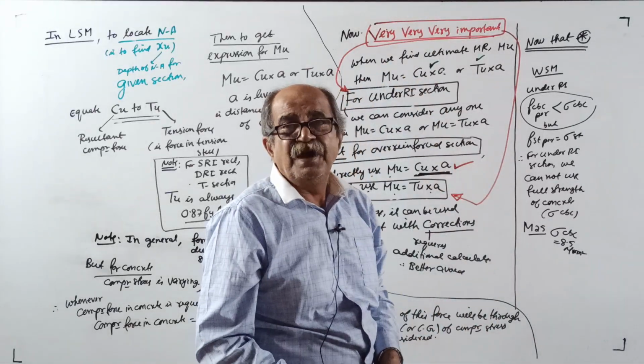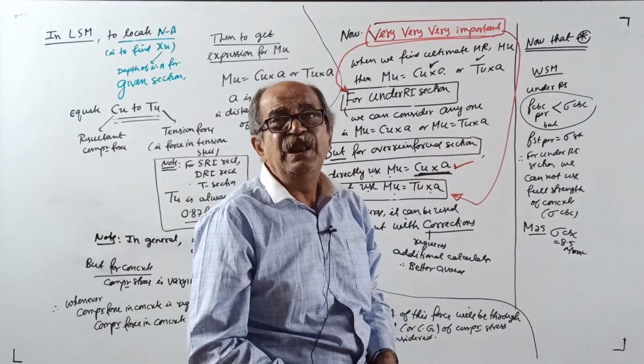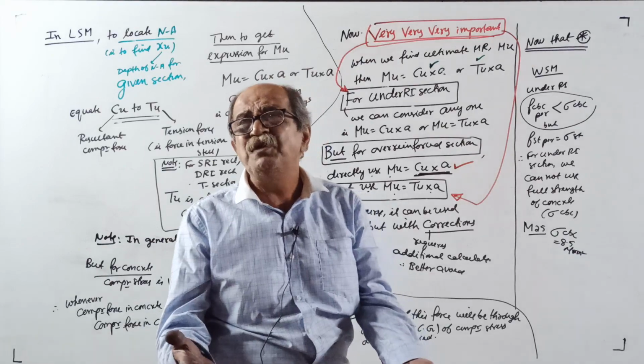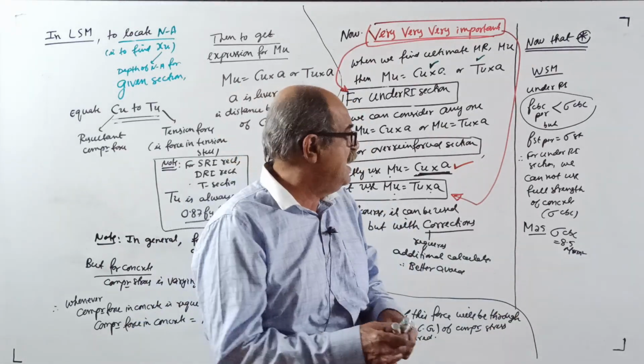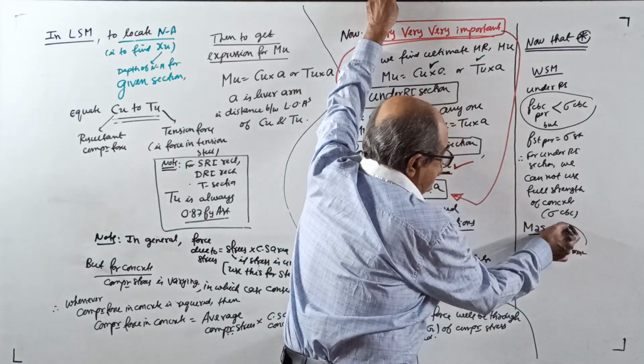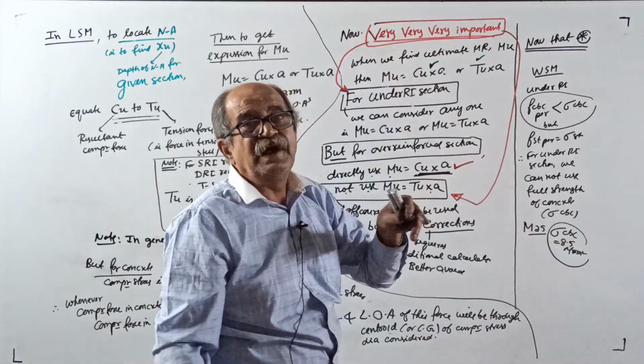If it is an under reinforced section, stress in steel will reach the critical value. It depends upon which steel. Then the stress developed in concrete will be less than this value. Even though its strength is 8.5, you have to consider a lesser value.